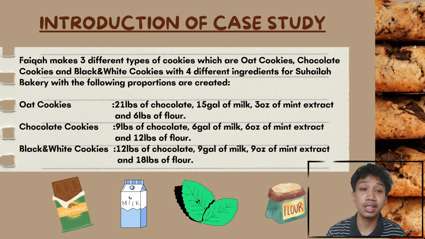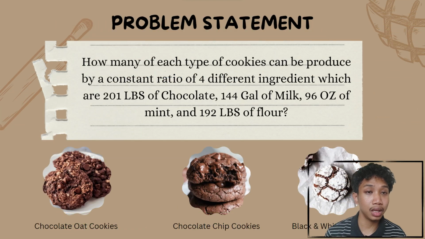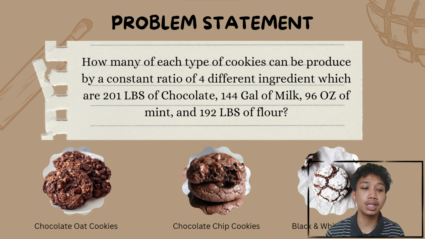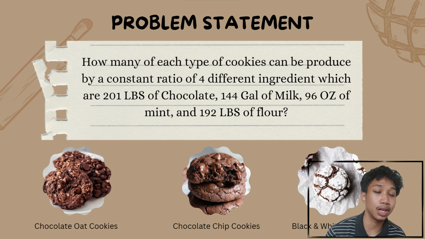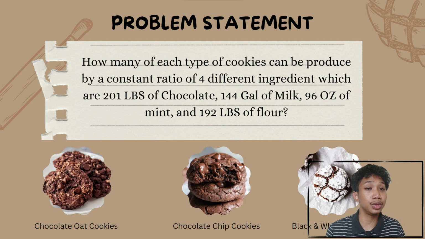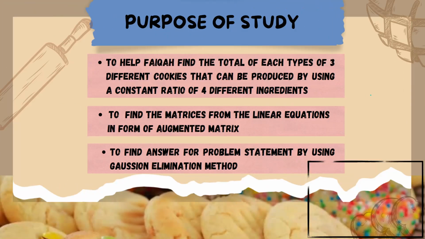So, what is the problem statement? The problem statement is how many of each type of cookie can be produced by a constant ratio of 4 different ingredients, which are 201 pounds of chocolate, 144 gallons of milk, 96 ounces of bean extract, and also 192 pounds of flour. So, how many of these cookies can we produce? And over to our next presenter.